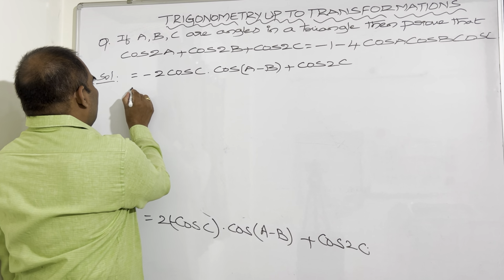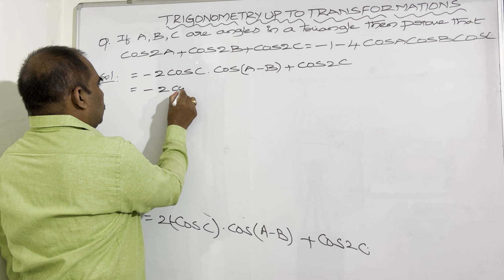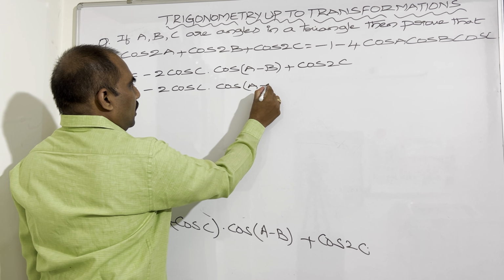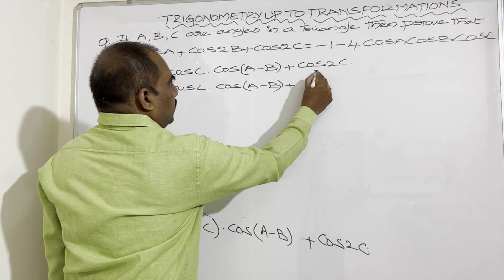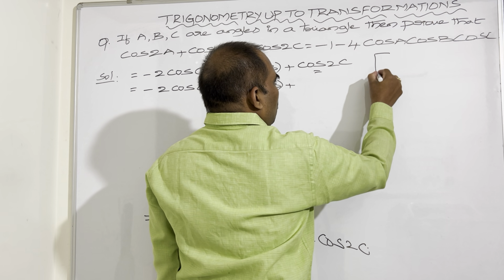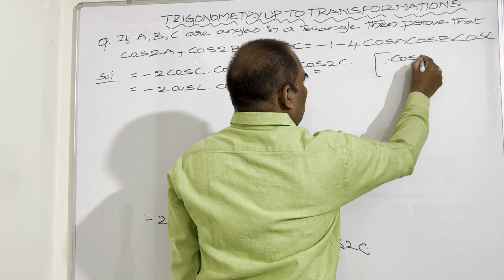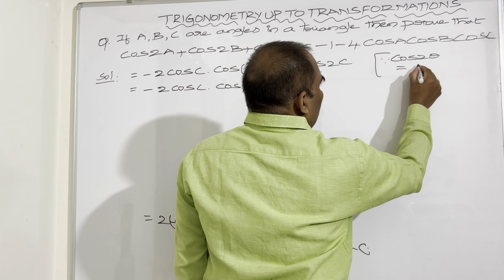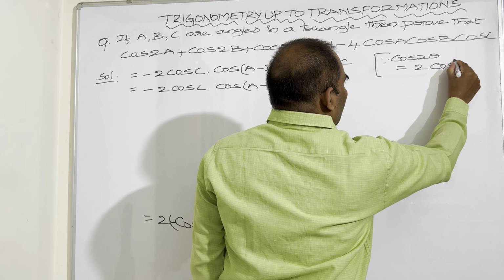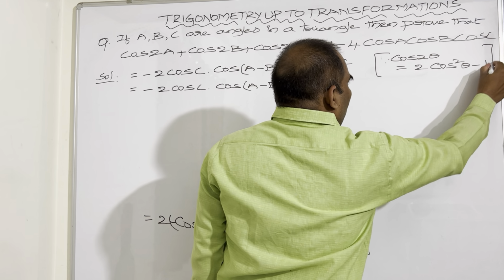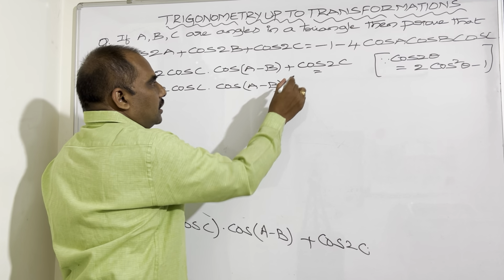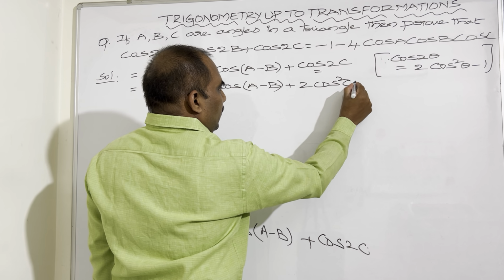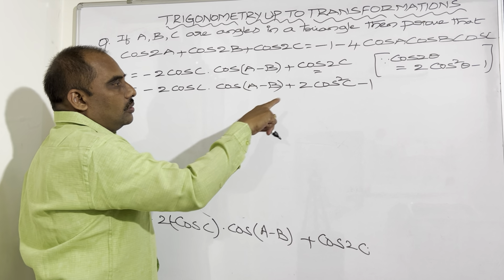Now here, this is equal to minus 2 cos C into cos of (A minus B). Coming to the third term, which is cos 2 theta: we have cos only, so this is written as 2 cos squared theta minus 1. We have one of the formulas, so cos 2C can also be written as 2 cos squared C minus 1.